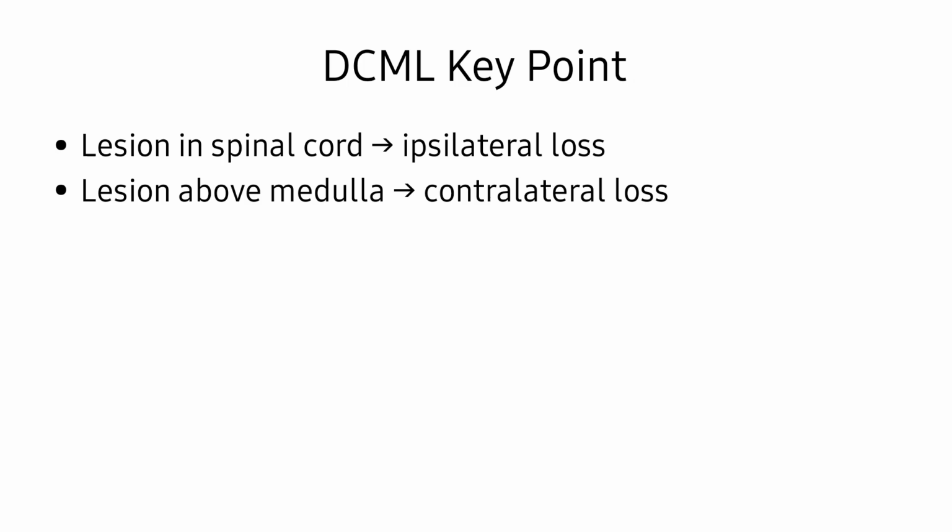If the lesion is above the medulla, they need to be contralateral. Why is it being contralateral? Remember, the decussation or crossing of fibers in the DCML pathway happens where? In the medulla. So if there is a lesion above the medulla after the decussation, what will happen is contralateral, meaning damage to the right side will produce what? Contralateral loss, meaning on the opposite side of the body.